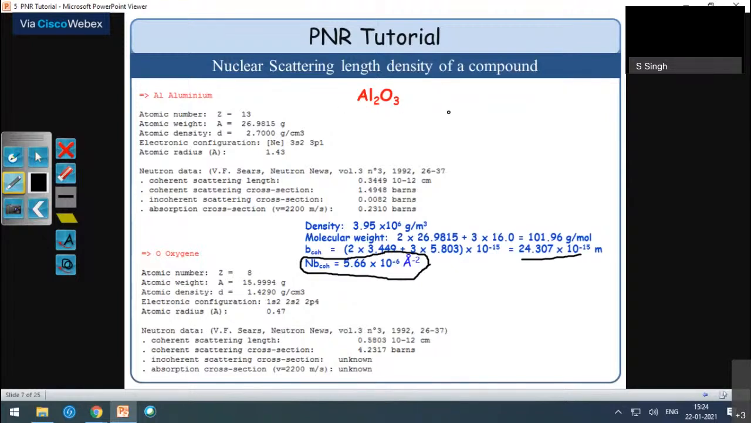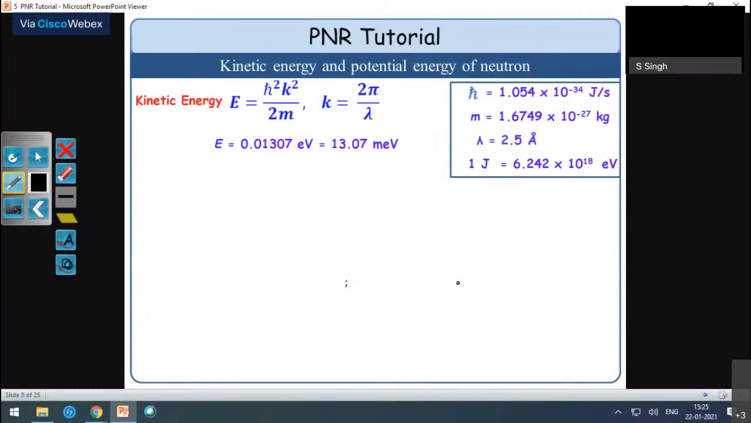Suppose we have LPCMO, so La has 0.7. We have to get all the information of scattering length for the different elements in that compound, and on which fraction they are in the compound, and we have to evaluate the b value like we do for molecular weight. Okay, so this is how we calculate scattering length density for any element or any compound.